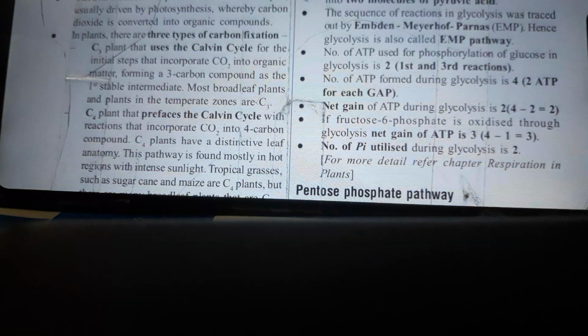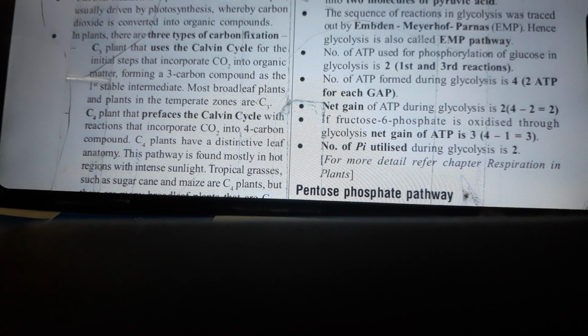Carbon fixation. Carbon fixation is a process found in autotrophs, usually driven by photosynthesis. I've given details about this in the previous lectures about photosynthesis. Please refer to those lectures and the transcripts for all explanations, whereby carbon dioxide is converted into organic compounds.